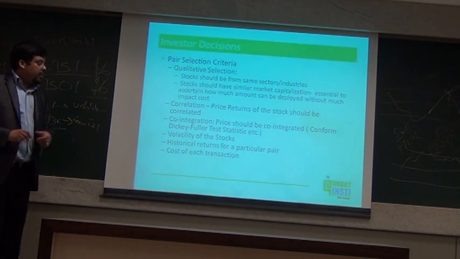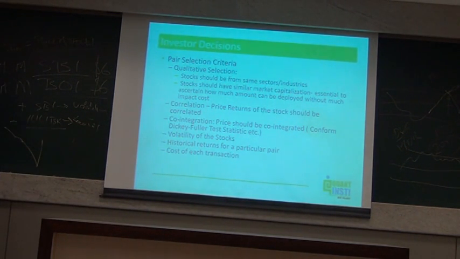Historical return for a particular pair. This is very simple. What we have to look at is what has been happening in the back testing. Until a pair works out well in the back testing, you will not find it to be very good. Is there anything unclear? No. You can discuss with me.